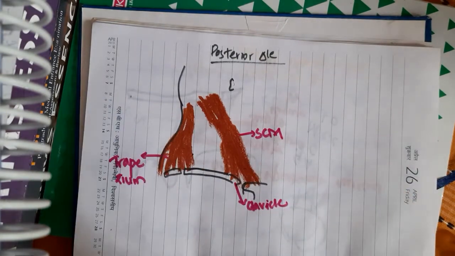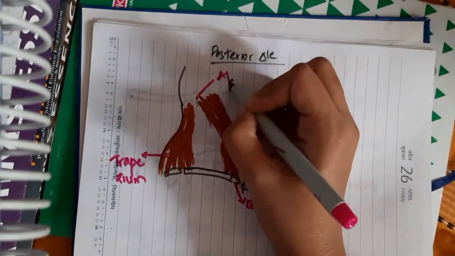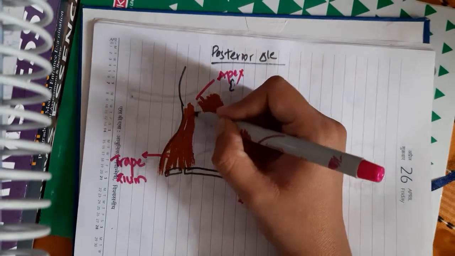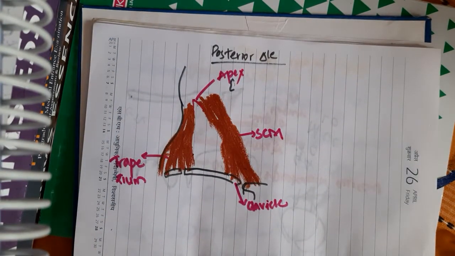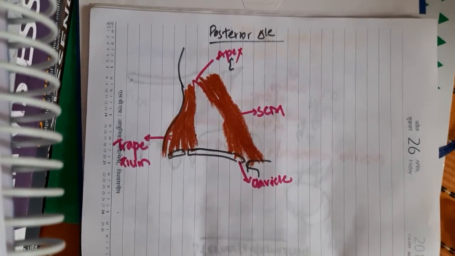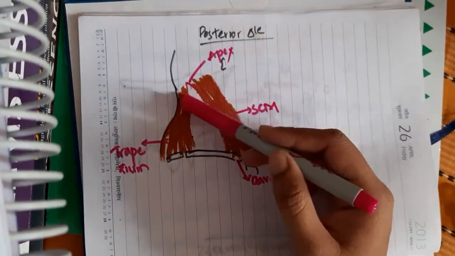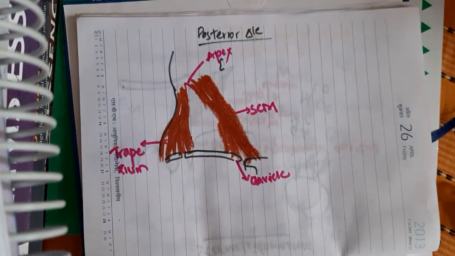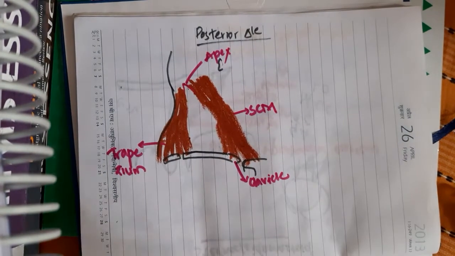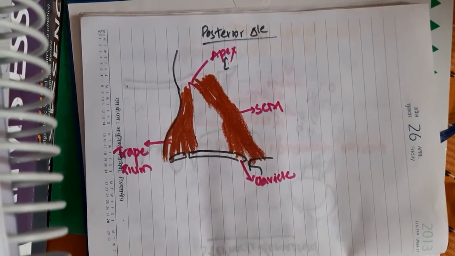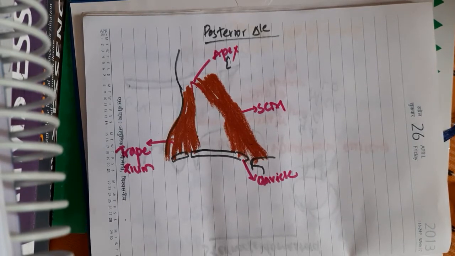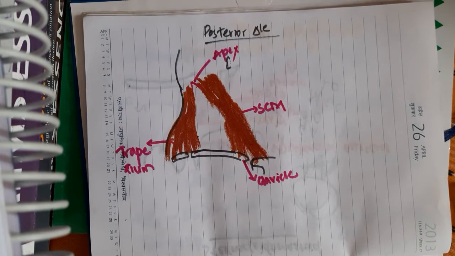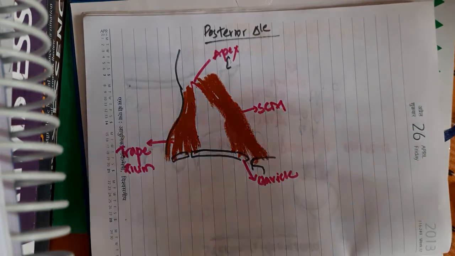Right. And what about the apex? The apex is formed by the meeting point of the trapezius and the sternocleidomastoid. Now, once we have found the apex, this triangle which is bounded here is the posterior triangle. Before we go into the contents of the posterior triangle, we will see the floor of the posterior triangle.